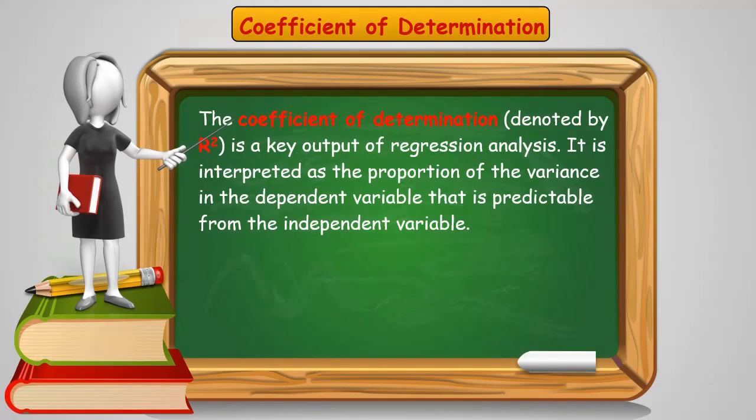The coefficient of determination, denoted by R squared, is the key output of regression. R squared is interpreted as the proportion of the variance in the dependent variable that is predicted from the independent variable.